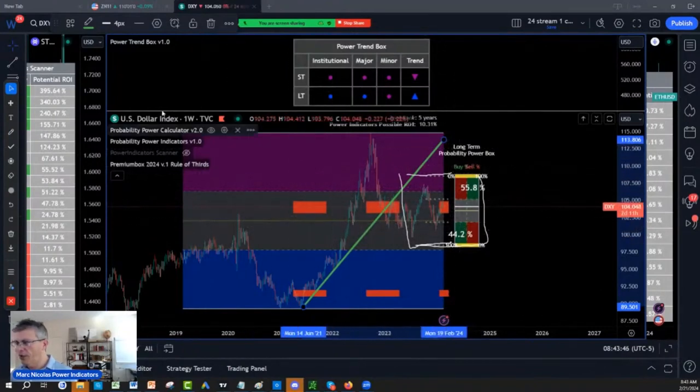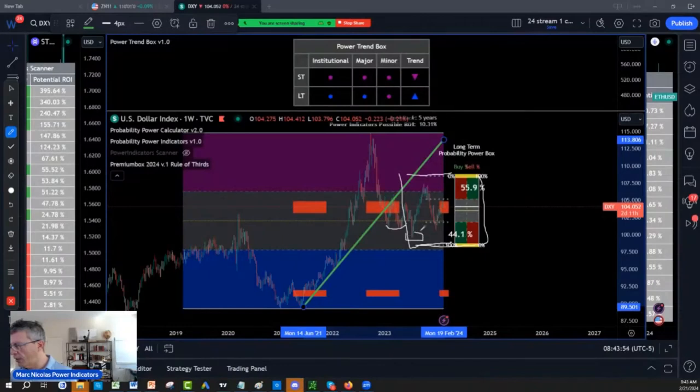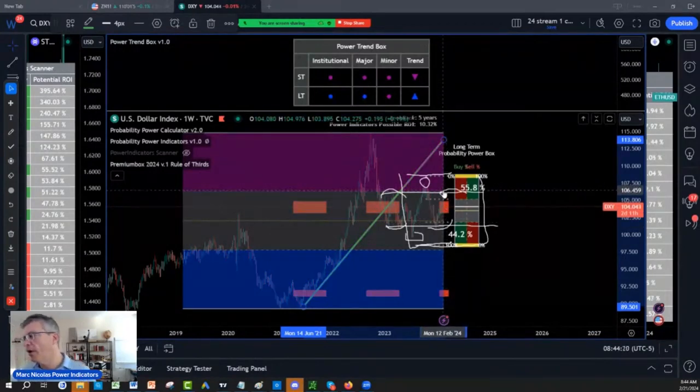Well, the Dixie is forming a little bit of a tricky pattern. It's an inverse head and shoulders here, and a head and shoulders here, which essentially is a range, a box in the shoulders. So you want to watch those shoulders. Essentially, they are playing in the gray box of the probability power indicator, 101.50 on the Dixie to 106.50. That is going to be your Dixie range for the next few days.